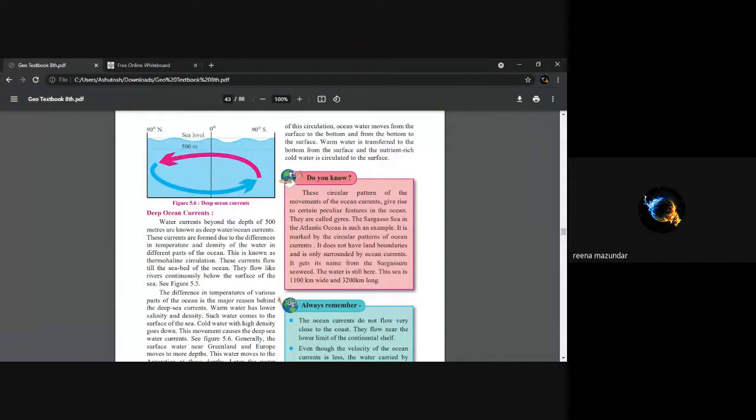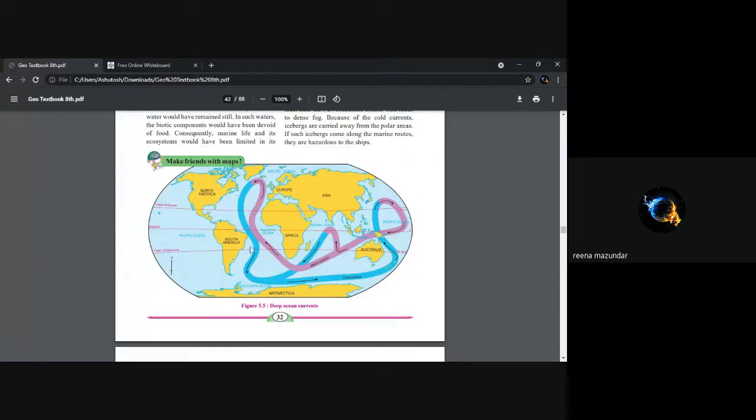Now, this circular pattern of the movements of the ocean currents gives rise to certain peculiar features in the ocean. They are called gyres. Now, this kind of circular motion, this current flows in a circle. You can see all the circular motions, a circle is formed. You can see the arrows as shown. See in this way how they are moving, going down, and this part coming up, the movement. So they are called gyres.